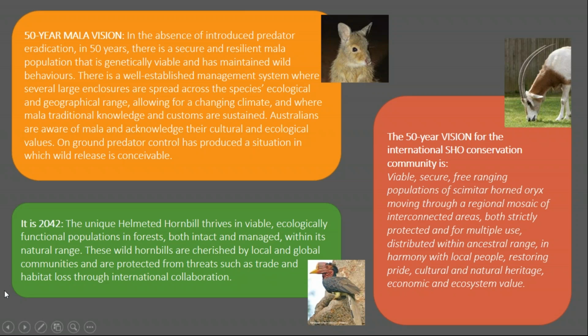So this scimitar horned oryx vision says that our vision is for viable, secure, free-ranging populations of scimitar horned oryx, moving through a regional mosaic of interconnected areas, both strictly protected and for multiple use, distributed within ancestral range, in harmony with local people, restoring pride, cultural and natural heritage, economic and ecosystem value.